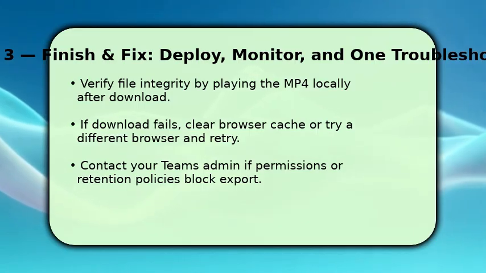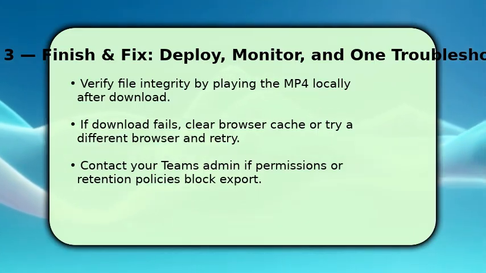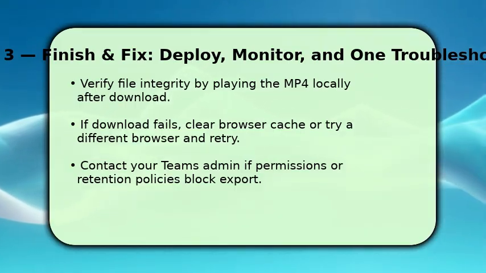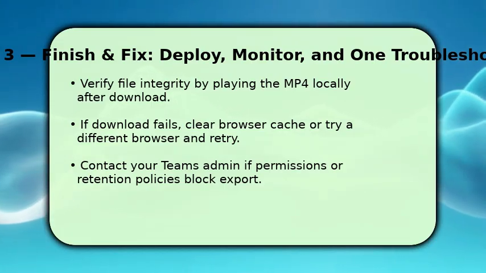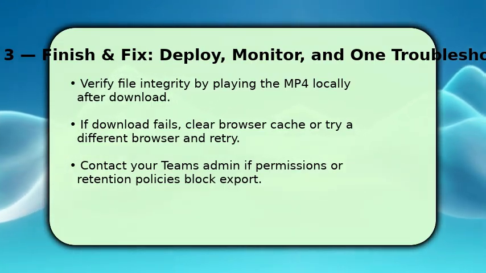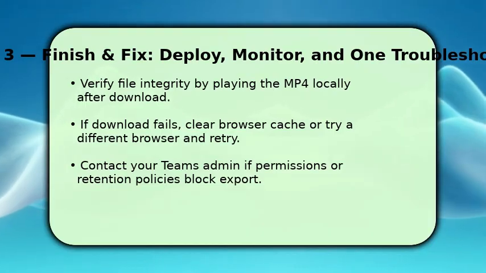If you can't find the recording link, clear your browser cache, sign out and back in, or attempt the download using a different browser. Finally, if permissions or retention policies prevent export, escalate to your team's admin. Ask them to grant access or provide the file directly.